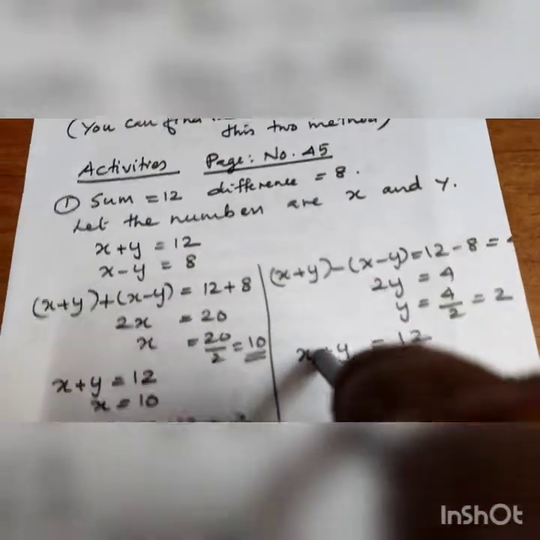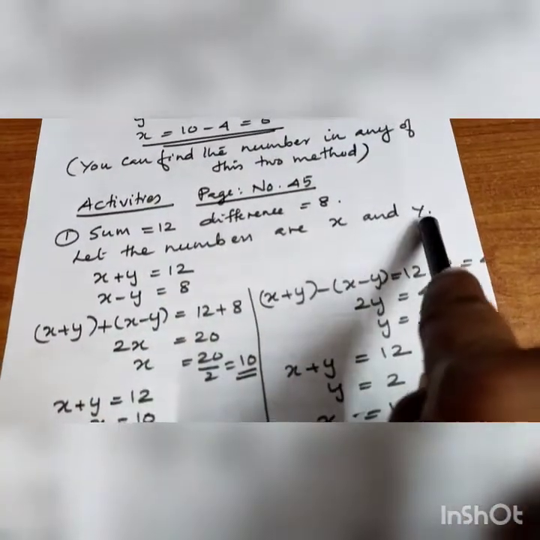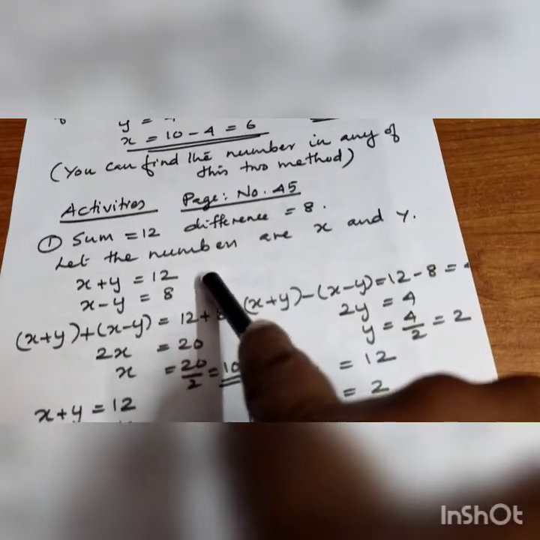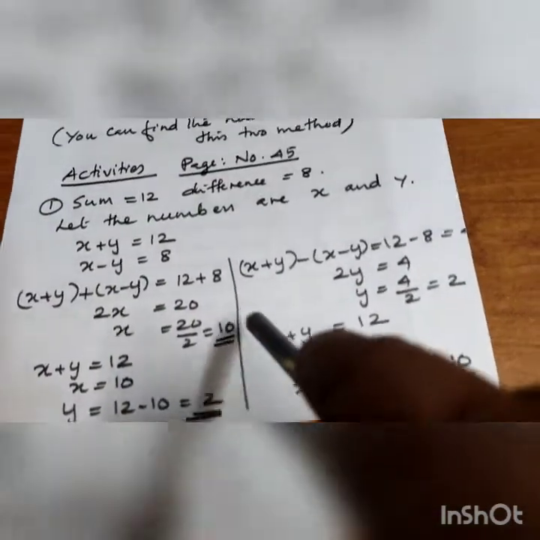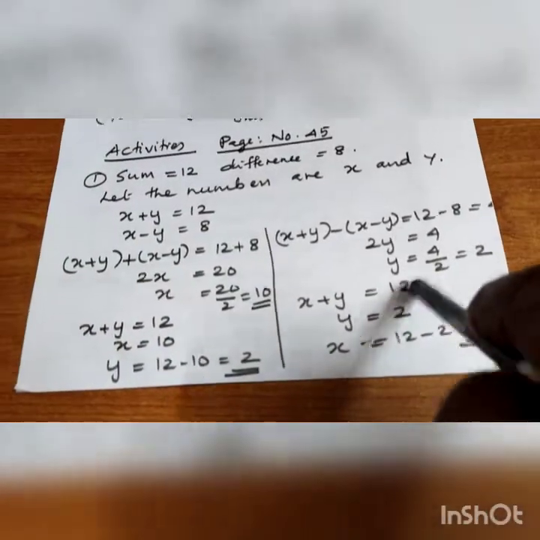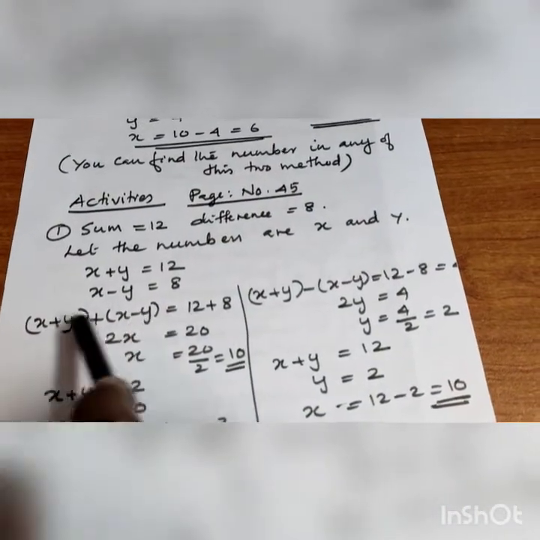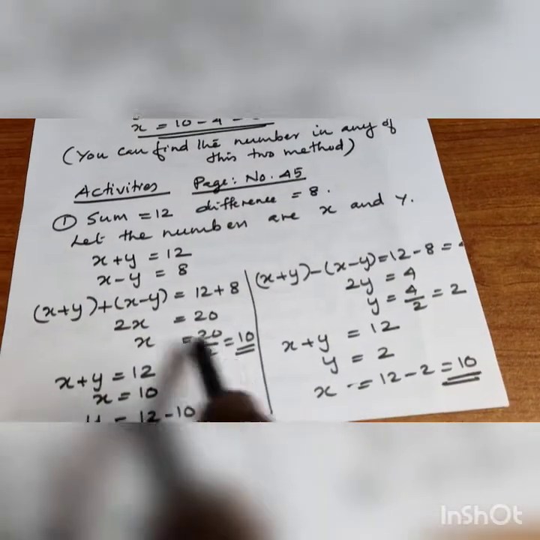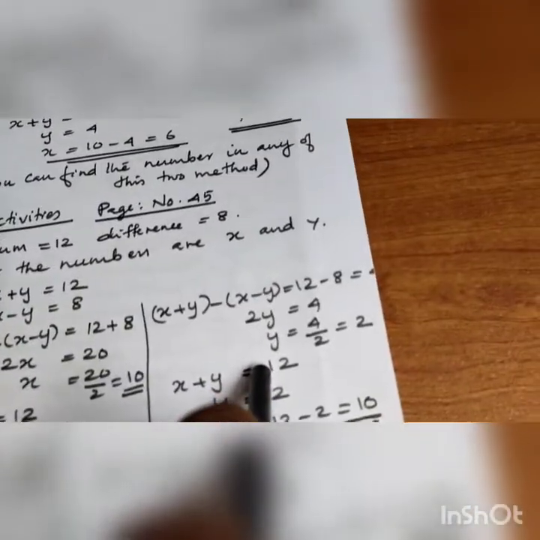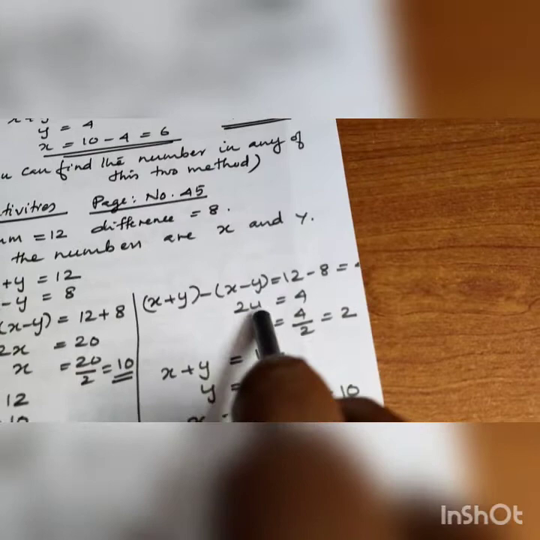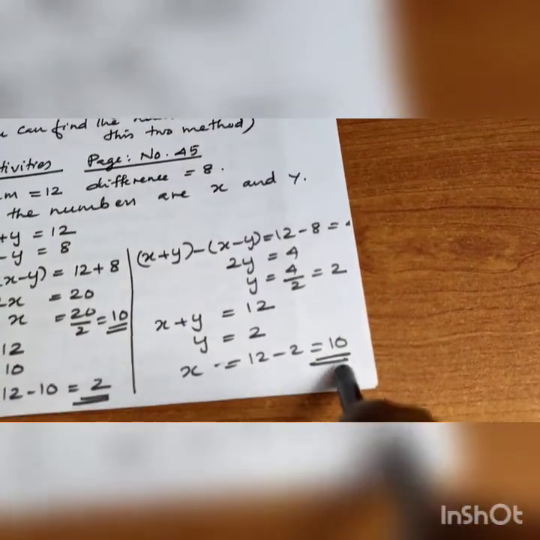Then activity: sum 12, difference 8. Find the numbers. Let the numbers be x and y, then x plus y is equal to 12 and x minus y is equal to 8. Here, do both ways. x plus y plus x minus y, the sum of sum and difference, is 20. So x is equal to 10, then y is equal to 2. Then the difference of sum and difference is 2y, which is equal to 4, so y is equal to 2. Then if y is equal to 2, x is equal to 10.